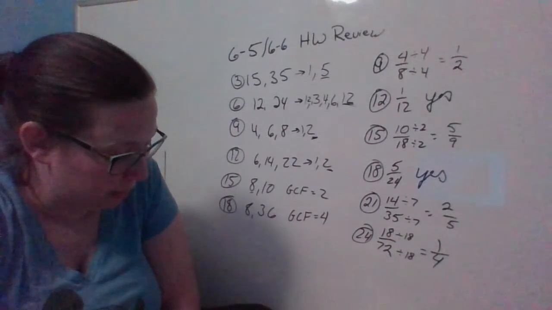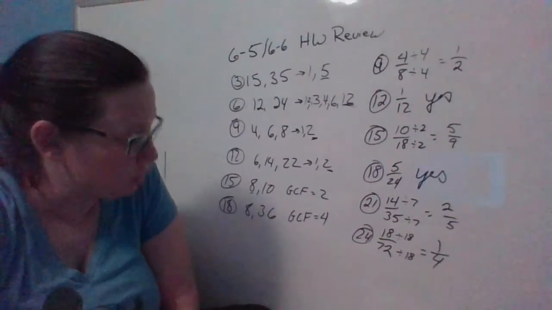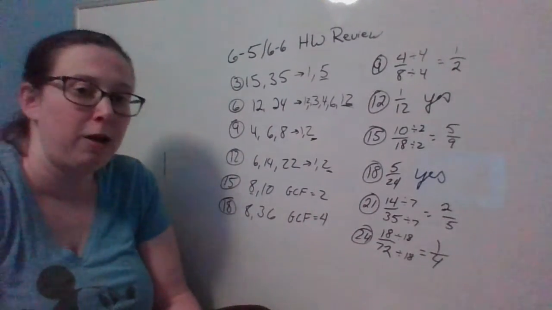So all of those are now in simplest form or lowest terms. And that's it for 6-5 and 6-6.